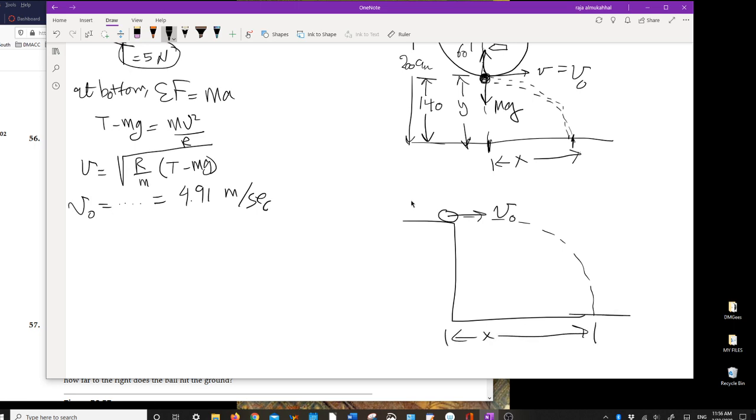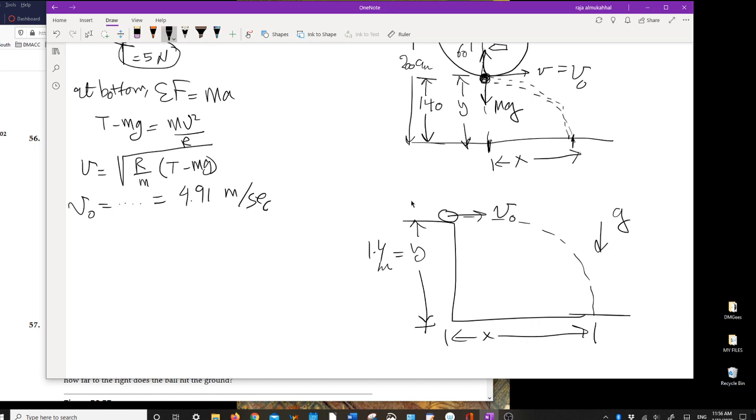And of course it is g here, so it's a free fall, if you will. The height is y, and again I can calculate that. It's just 140, so that would be 1.4 meters.